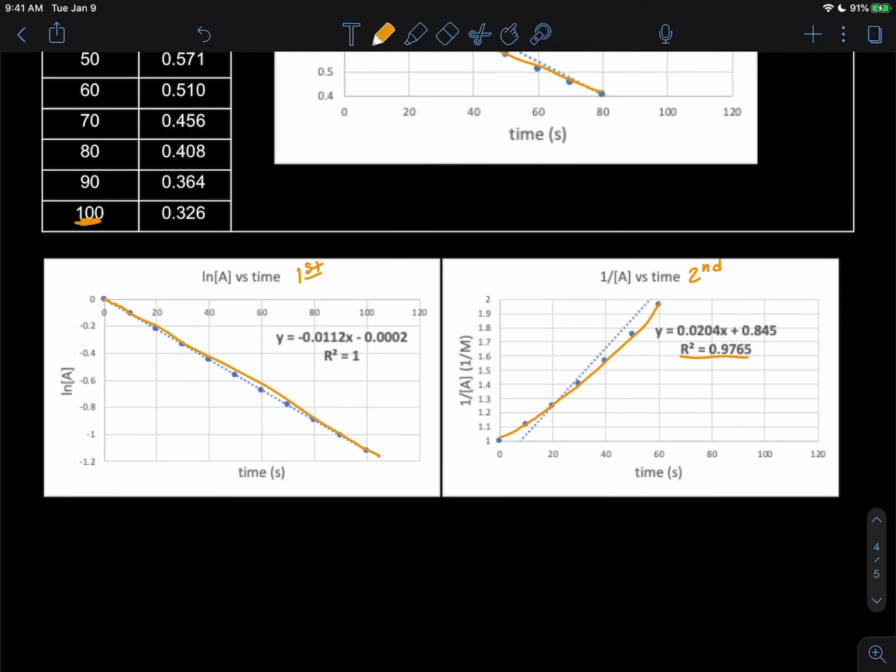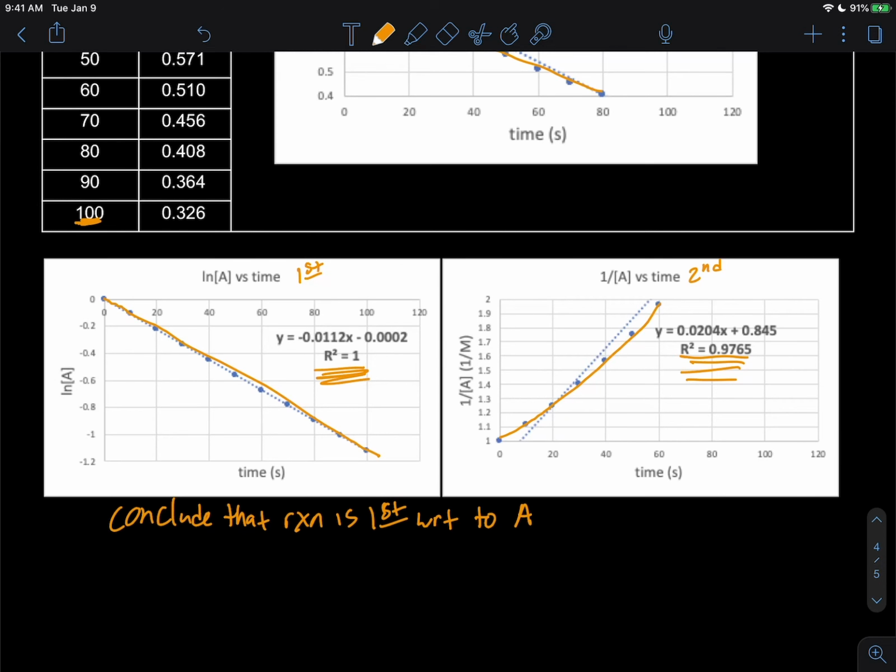We can also look at our R-squared values. The closer to 1 we are, the better it matches our data, and the less we deviate from that best fit line. We notice that our second order is not very close to an R-squared value of 1, whereas, because this is probably pseudo data, not exactly perfect data, maybe somebody made it up, our R-squared value is really close to 1. And so, because of that, we can make the conclusion that this reaction is first order with respect to A.